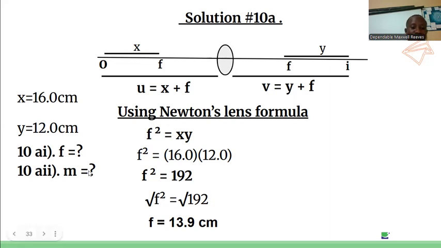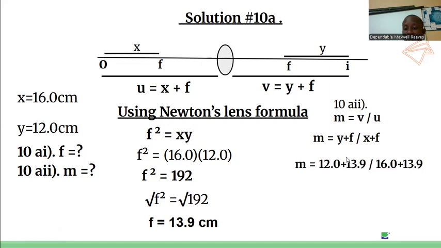Now, we can find the magnification. We know that the magnification is equal to the image distance v divided by the object distance u. But the image distance v now is represented by y plus f, and the object distance by x plus f. So replacing the values there, we have magnification equal to y plus f divided by x plus f. Now we have our value of y equal to 12.0, x equal to 16.0, and f, the focal length, equal to 13.9.